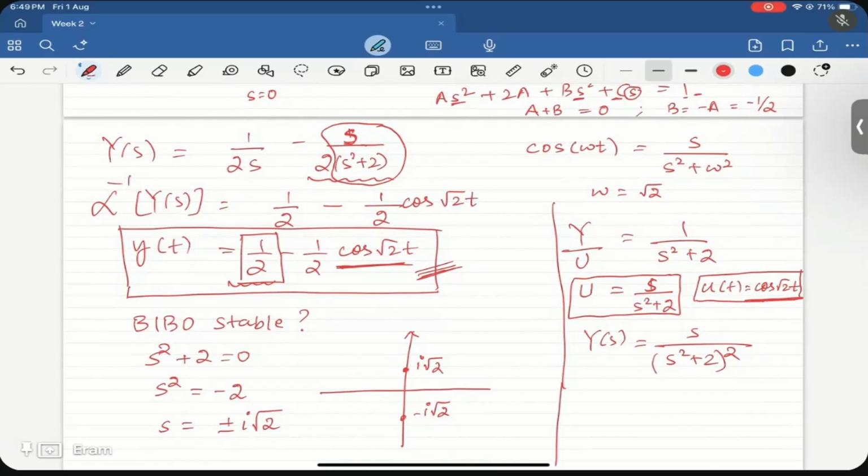Ma'am, now this function should be called output function, no? It cannot be called transfer function. Yes, yes, this is the response I am saying.